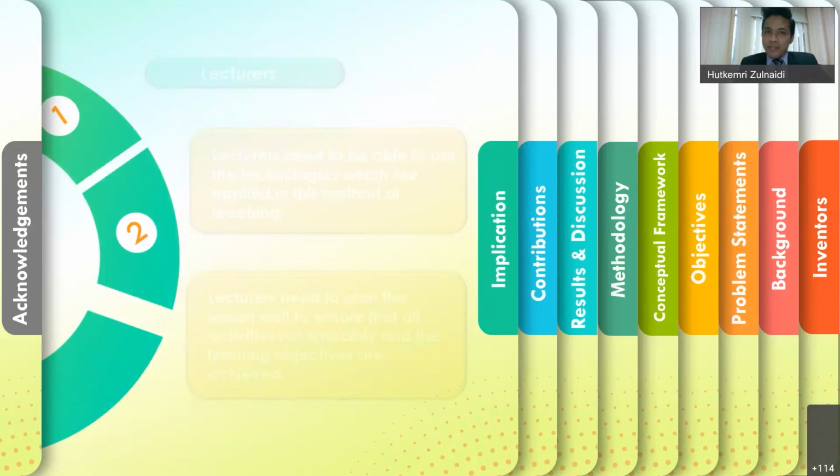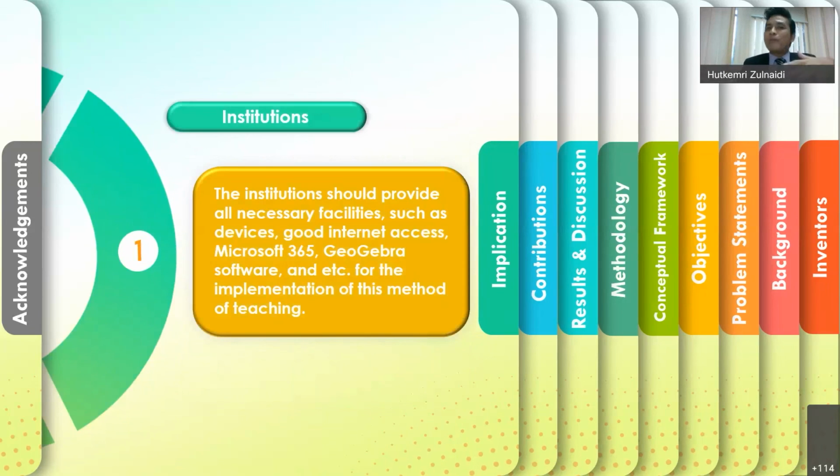And also for the institution, based on this implementation of MyOTG, we found the effect of MyOTG on mathematical reasoning among students. So I think the institution should provide facilities, for example devices, good internet access, Microsoft 365, Google, GeoGebra software, and others for the implementation of this teaching method.